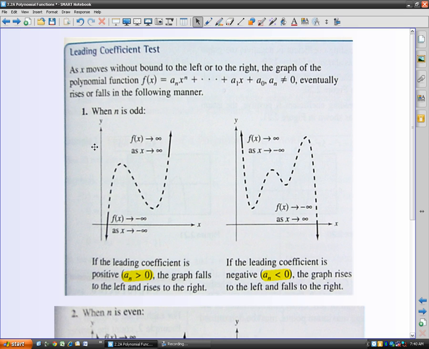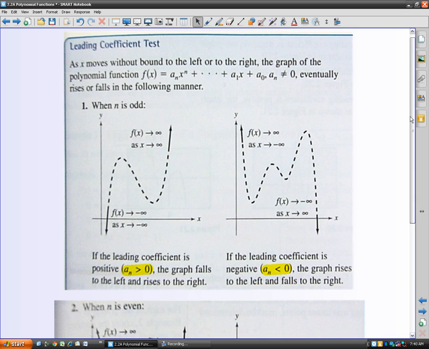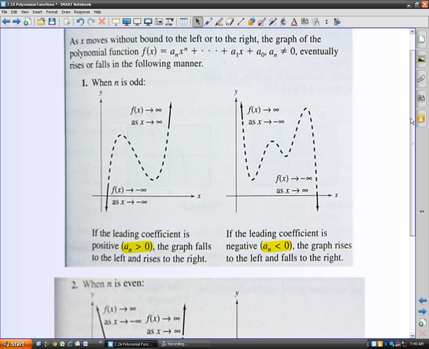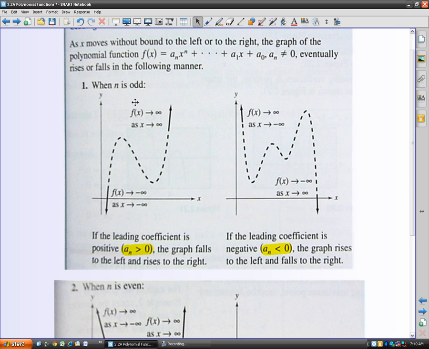If we have our power, now this is talking about our highest degree. So in our highest degree, if our n is odd, so this is saying like x cubed, x to the 5th, x to the 7th, x to the 9th, and so on. Whatever the highest degree is, that's this n value. We have different end behaviors, and it all depends on what the leading coefficient is.